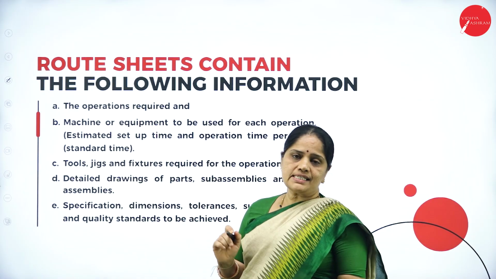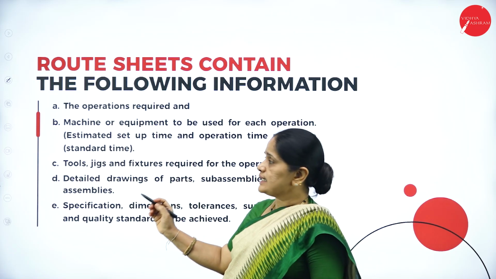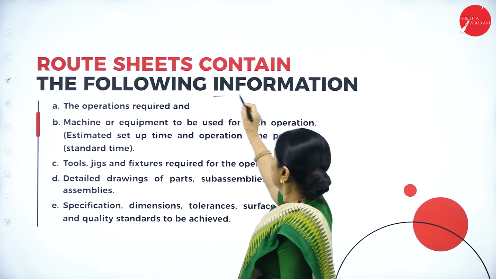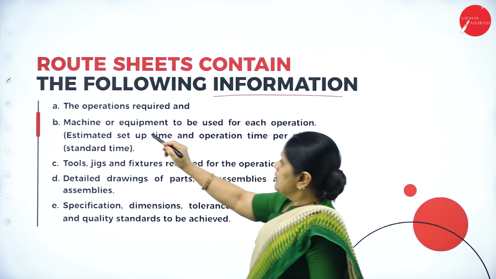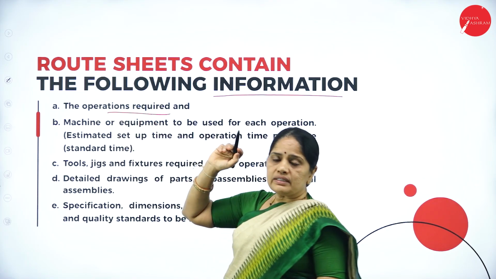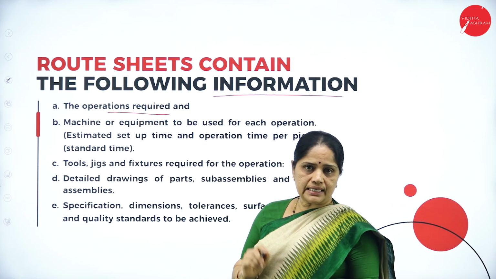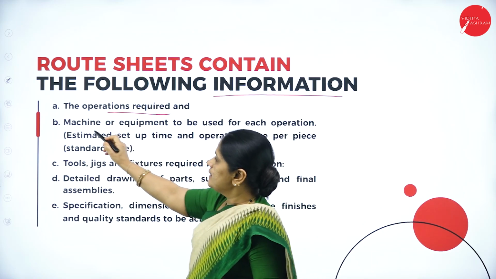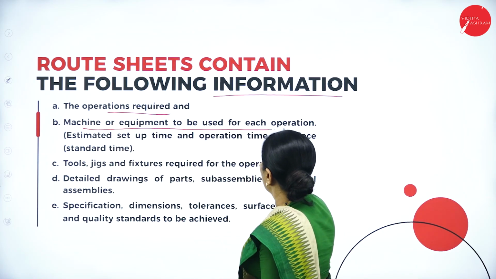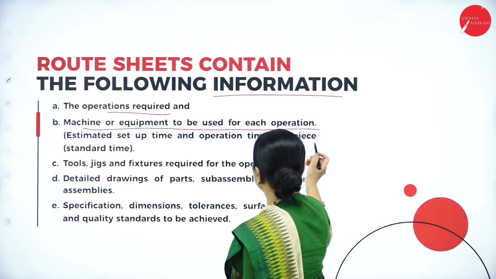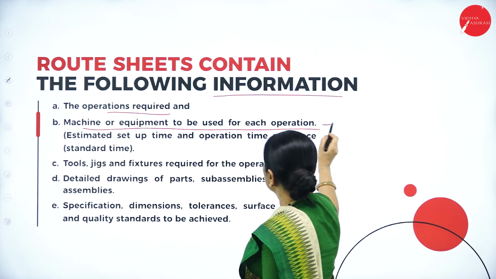Now next let us see what the route sheets contain. The route sheets contain the following information. The operations required. The first thing the route sheets will contain is the operations required. Second one is the machine or material to be equipment to be used for each operation.